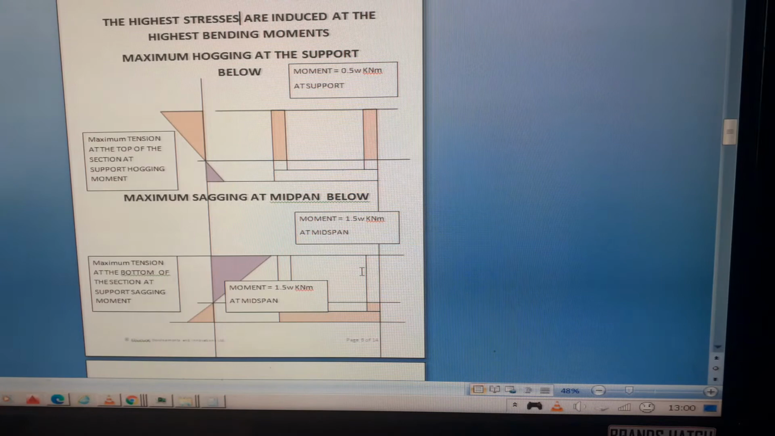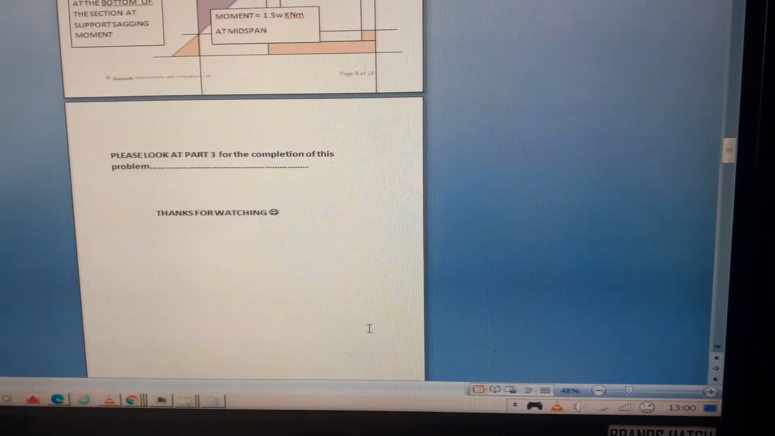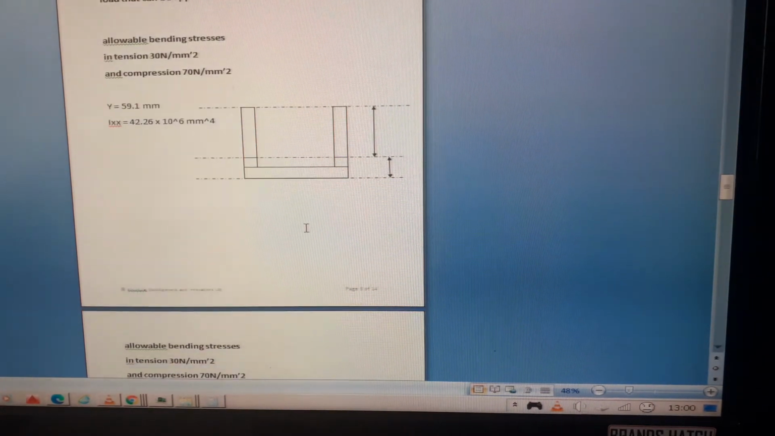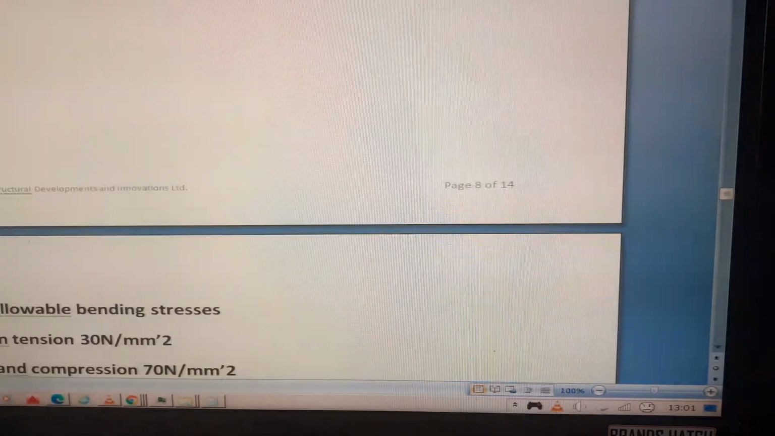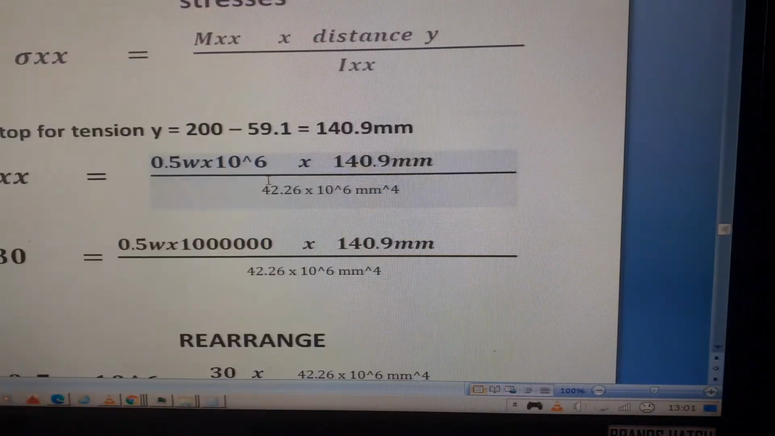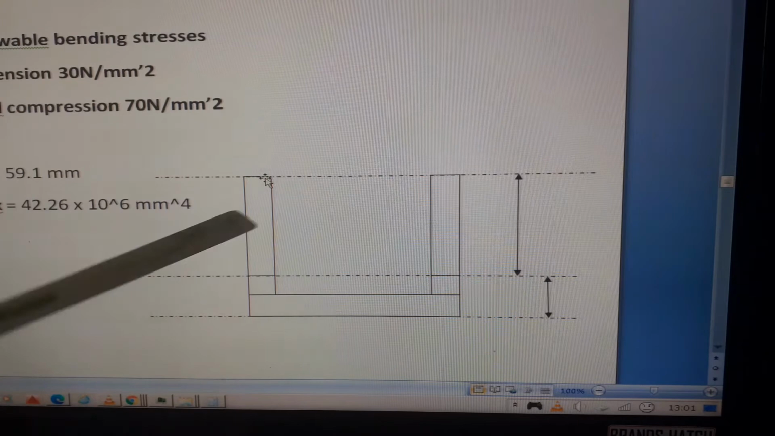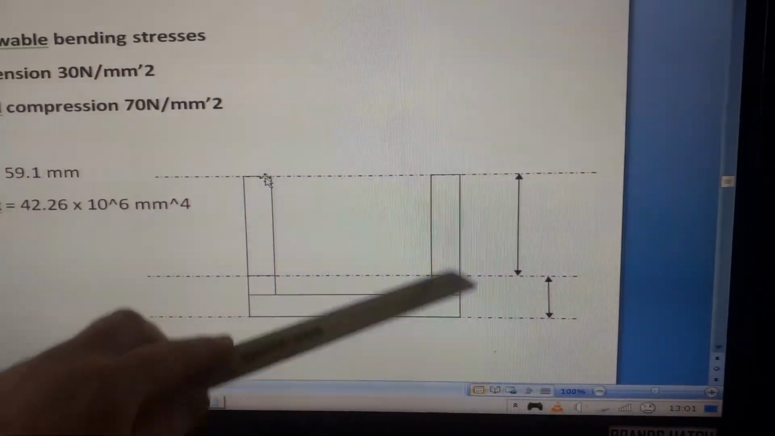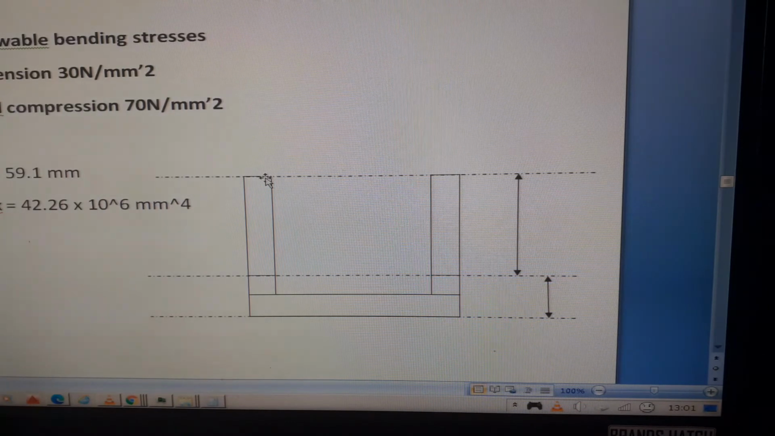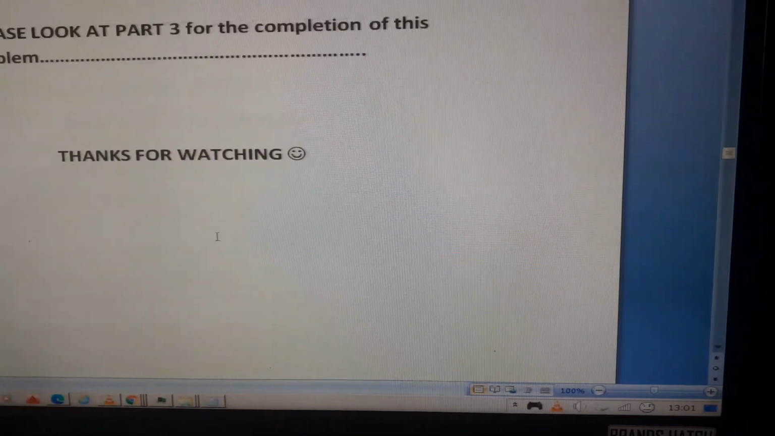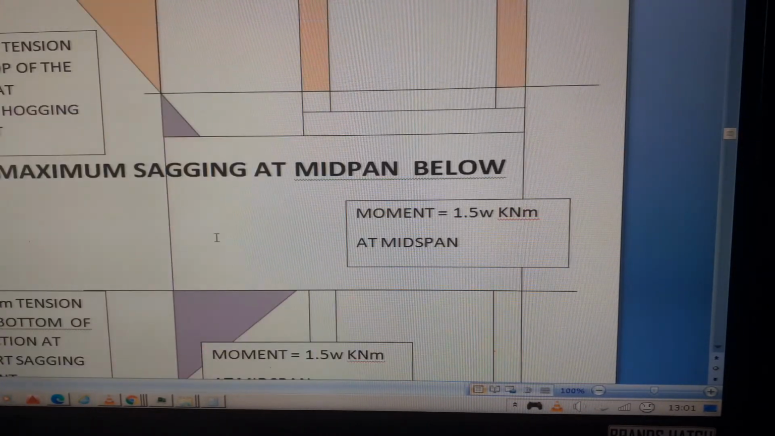So basically, the question says that this is the section AA. Here it is. We've got a section which is basically a U shape. So what I'll do in the next video, I'll just go over that.